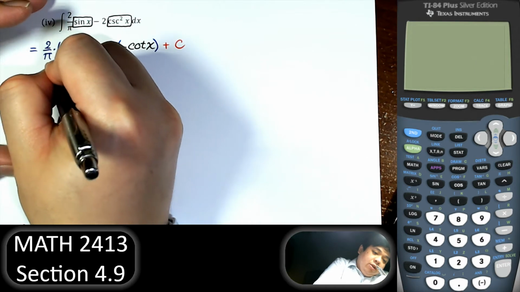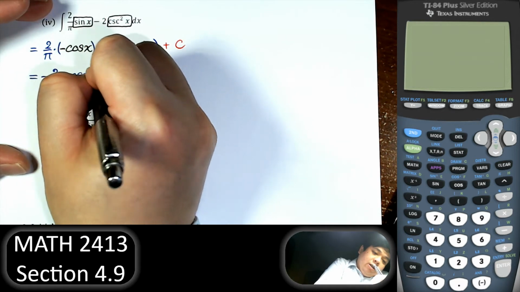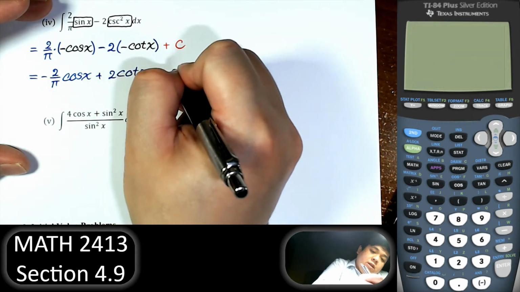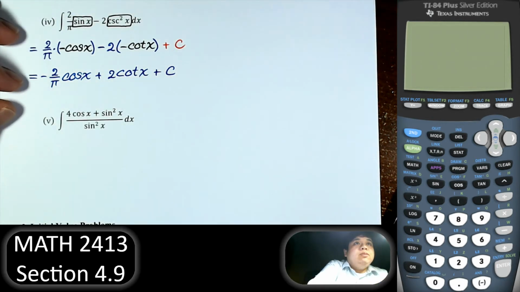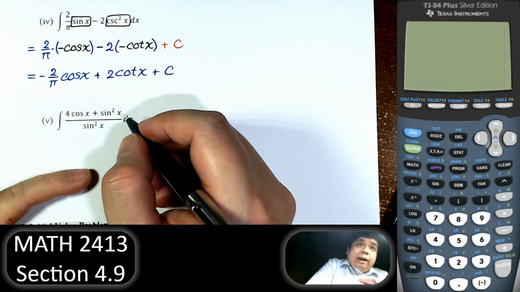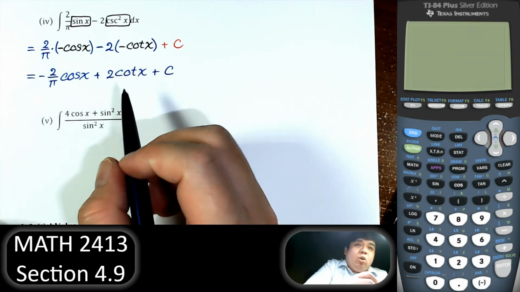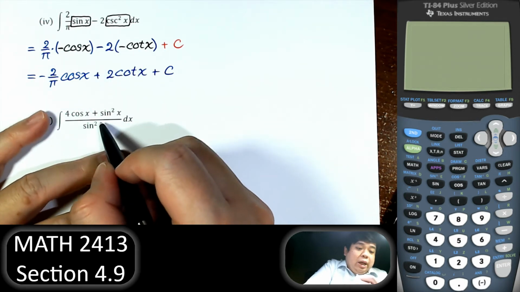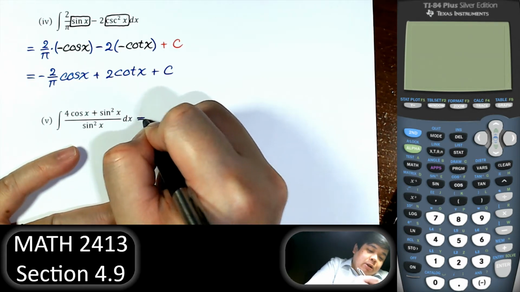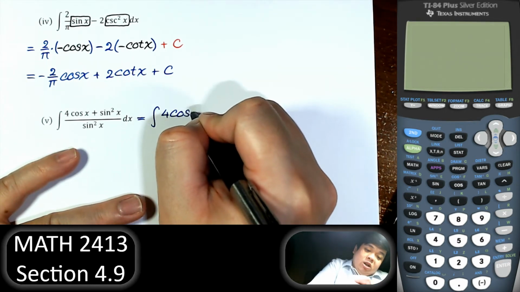So that gives us negative 2 over pi cosine of x minus a negative, that's plus 2 cotangent of x plus c. Right? Now, of course, we have the derivative of that. We have antiderivative or integral rules for that. Now, this we have a quotient, so no quotient rule, no product rule, remember. So what we can do is just split and try to simplify them into single terms.